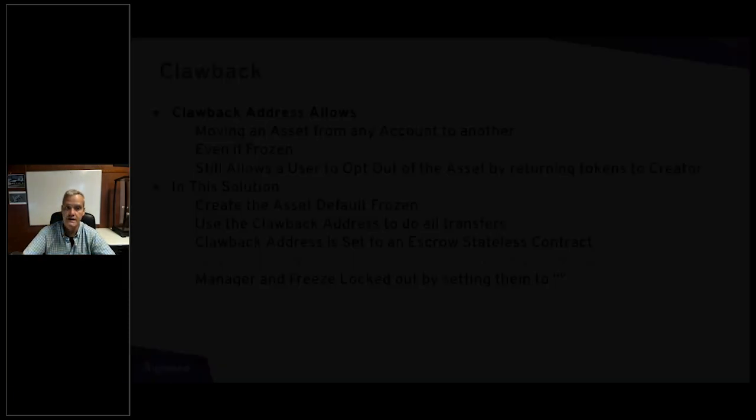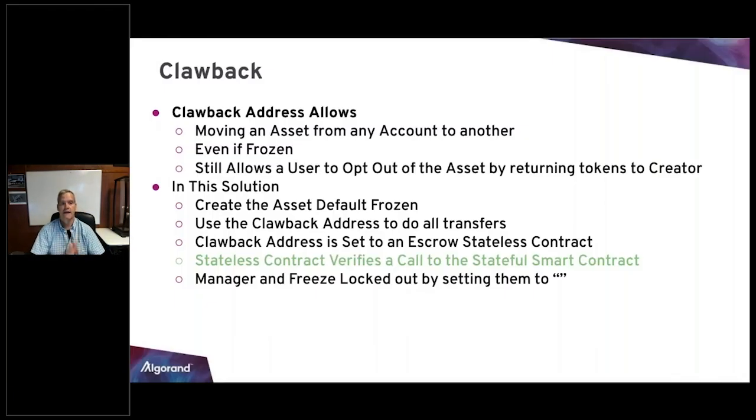Now, what's unique about this solution is it allows me to move an asset from any account to another, even if the asset is frozen, which is a really nice thing. So you never have to unfreeze it. You just create it default frozen and let the callback address move the token. It still allows the user to opt out of the asset by returning the tokens to the creator. Even frozen tokens can be sent back to the creator to get out of the asset.